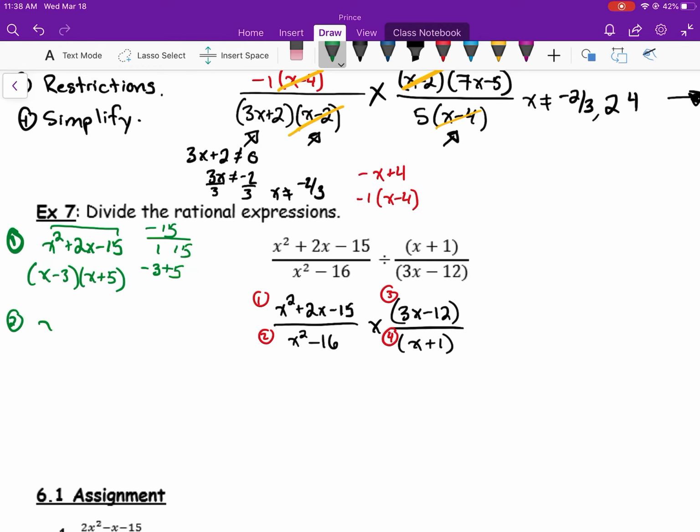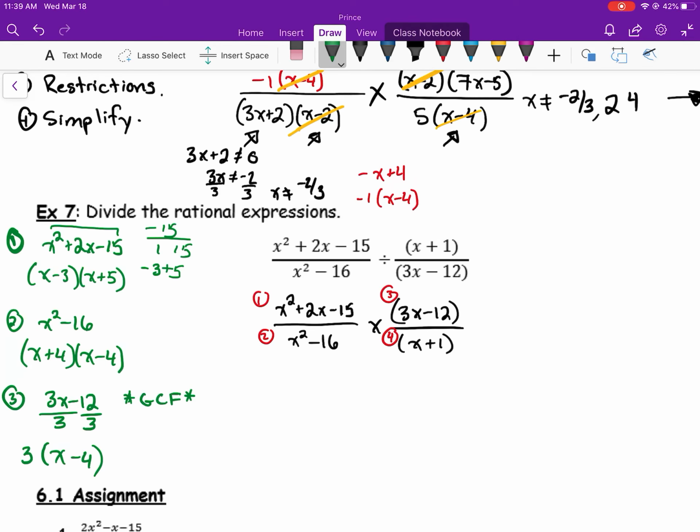Number 2 we've done already, so x squared minus 16 is x plus 4 and x minus 4. Number 3, 3x minus 12 may initially look like we can't do anything with it, but there is a greatest common factor of 3. So let's divide everything by 3. You get 3 times x. 12 divided by 3 is 4. Boom. 3 times x minus 4. And then number 4 is done.